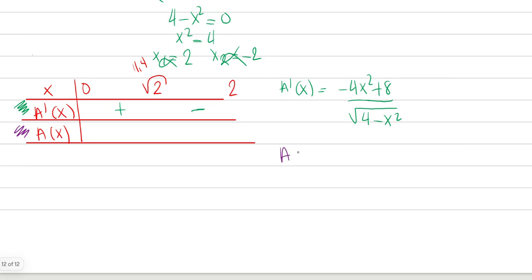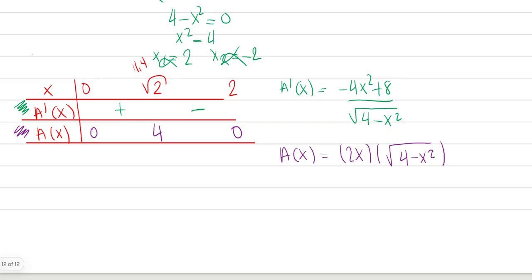My equation for A of x was, let me just check, 2x times radical 4 minus x squared. So I'm going to be substituting into this equation. At my domain start, it's always going to be 0. And then when I put radical 2 into my A of x, I am going to get 4.